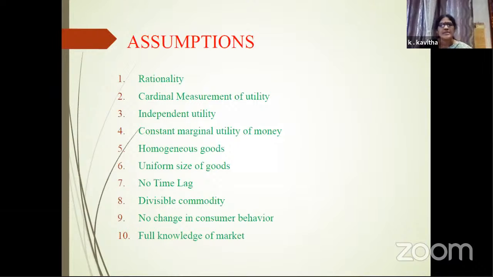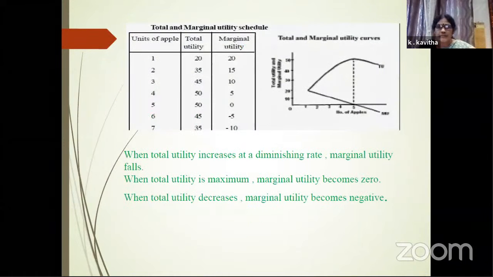So once again, we'll go over the assumptions. Rationality, meaning rational behavior: he wants more and more satisfaction. Cardinal measurement of utility, which is qualitative and quantitative; in quantity we can measure. Independent utility, so each and every commodity has its own independent utility. Constant marginal utility of money, homogeneous goods, uniform size of goods with no time lag, continuous usage, divisible commodity, no change in income, tastes and preferences according to Marshall, and full knowledge of the market. Okay, and based on these assumptions, we'll go for the illustration of the law.